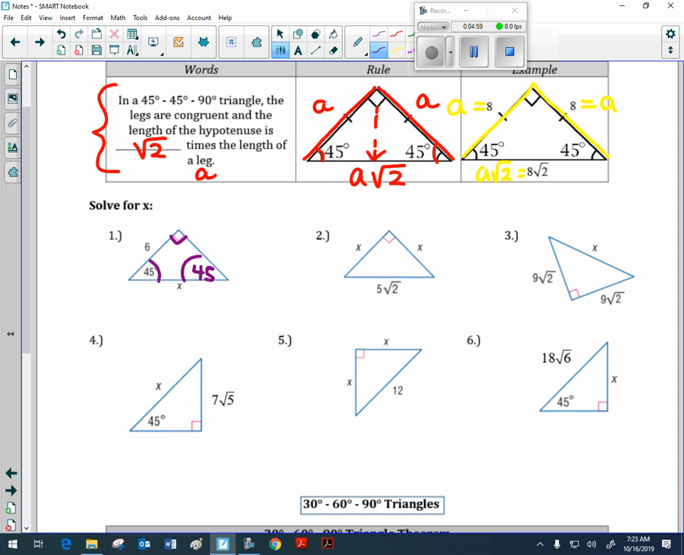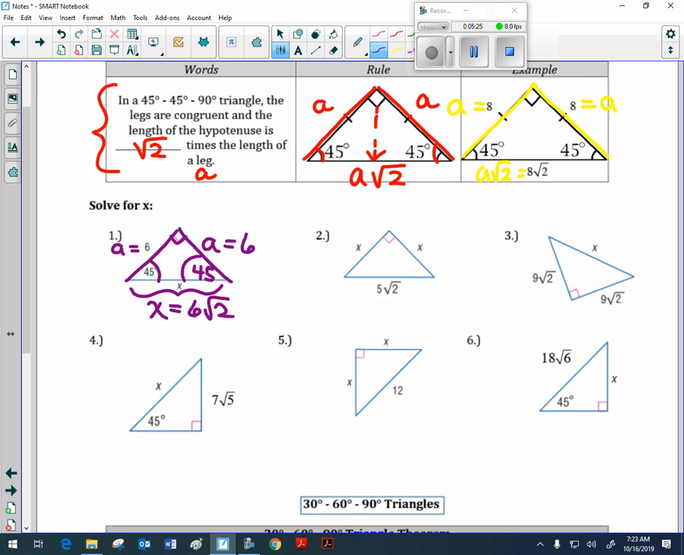So we now have two equal sides because we have the two equal angles, which means if this side of A that's across from the 45 is 6, then across from the other 45 must be a side of 6, which means that the x that we're looking for right here is going to be 6 radical 2, because it's always whatever the legs are times radical 2.